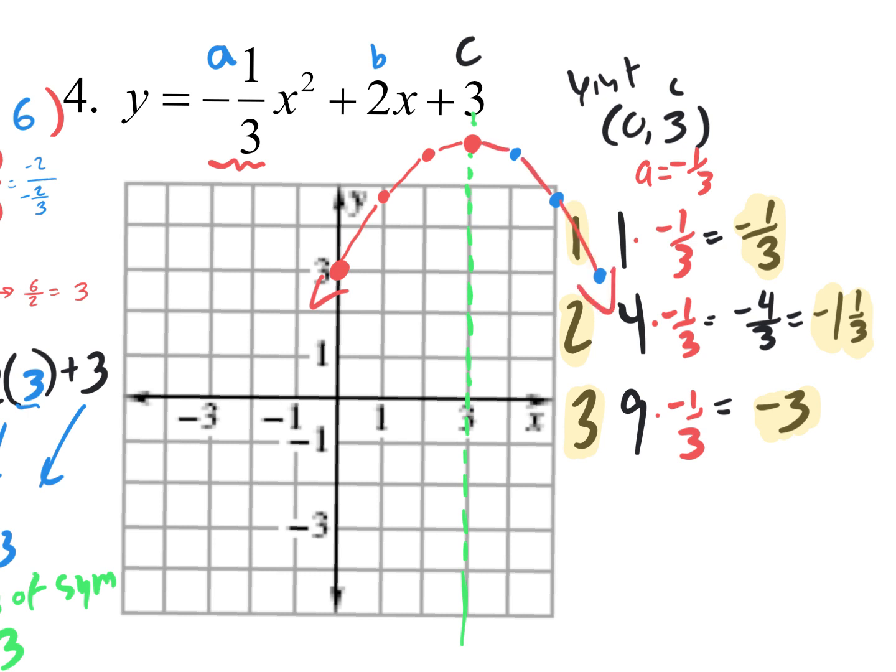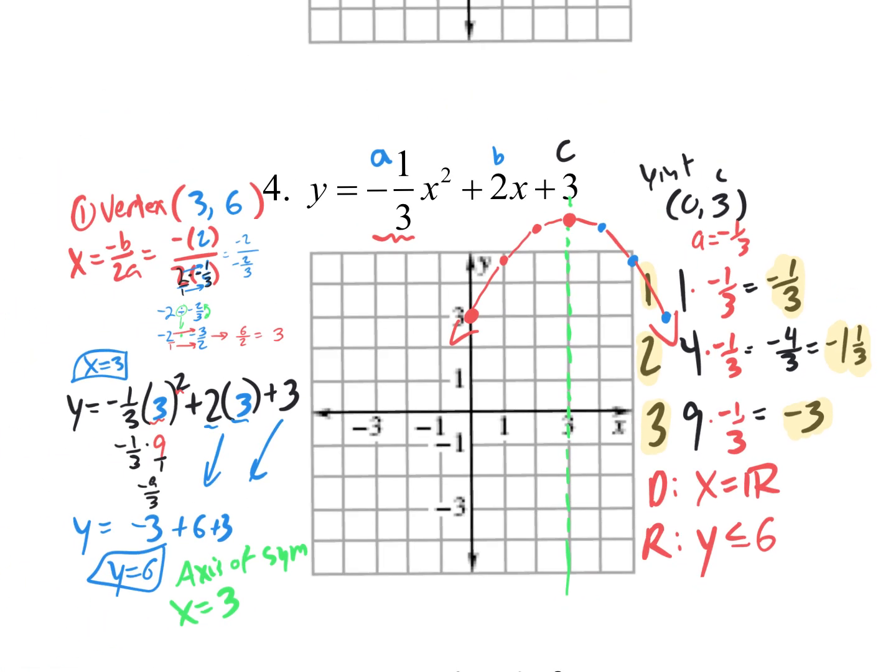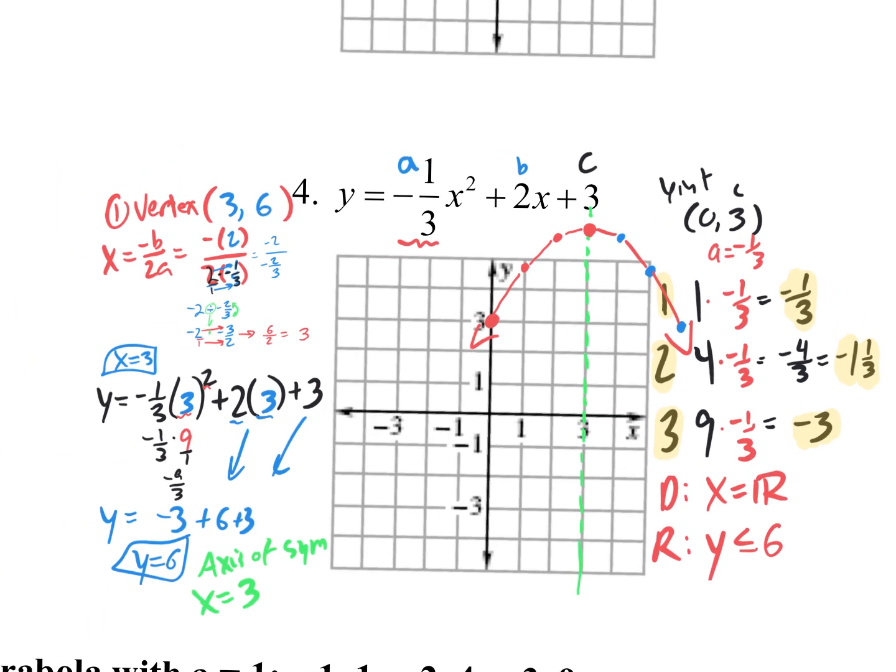And that's it. How about the domain? Domain is just going to be all real numbers. Yep, x equals all real numbers. How about the range? y is less than or equal to 6. Less than or equal to that y value of 6 on the vertex. Perfect. There you go. If you understood that, man, you got it down, right?